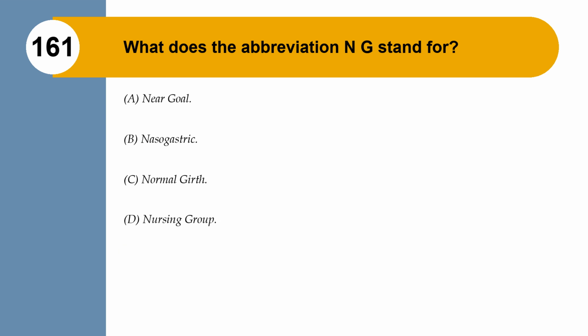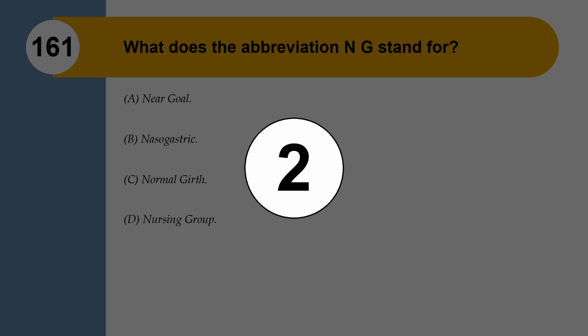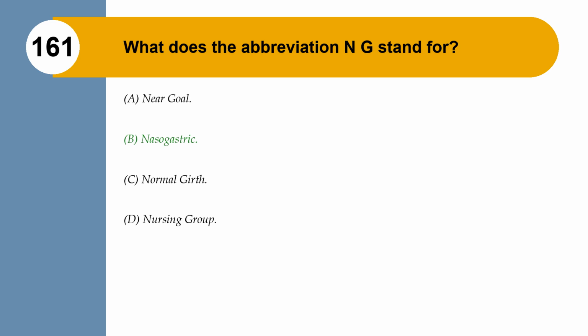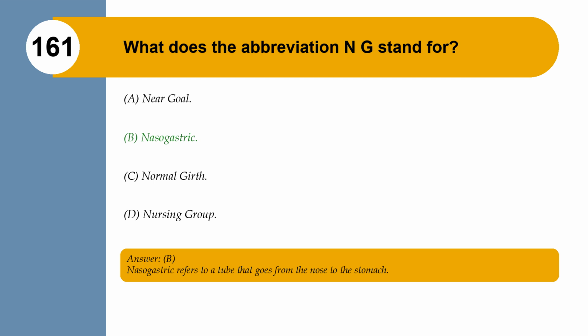Question 161. What does the abbreviation NG stand for? Option A, near goal. Option B, nasogastric. Option C, normal girth. Option D, nursing group. The correct answer is option B, nasogastric. Explanation: nasogastric refers to a tube that goes from the nose to the stomach.